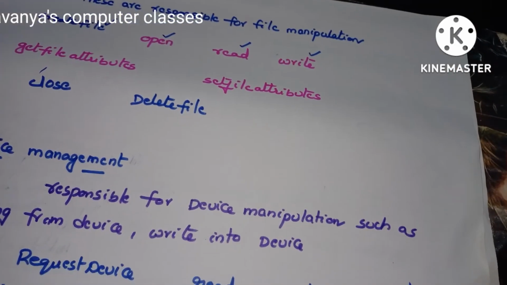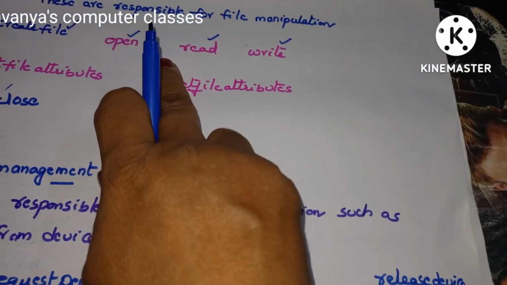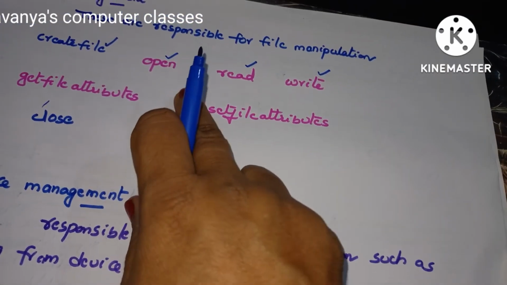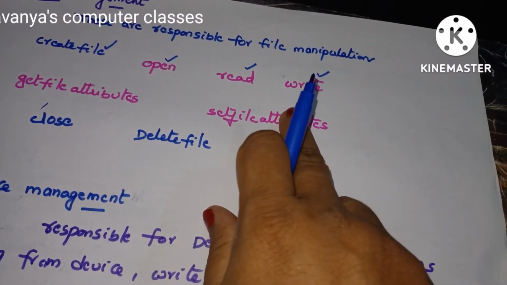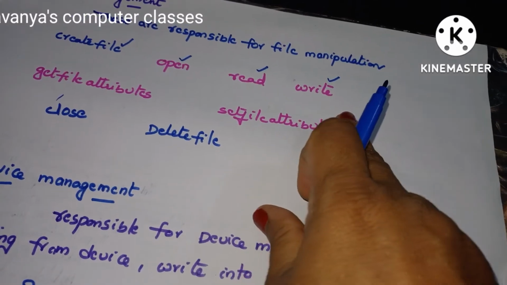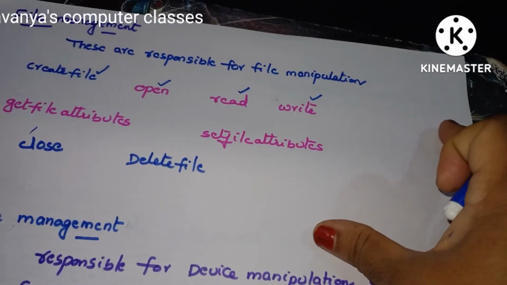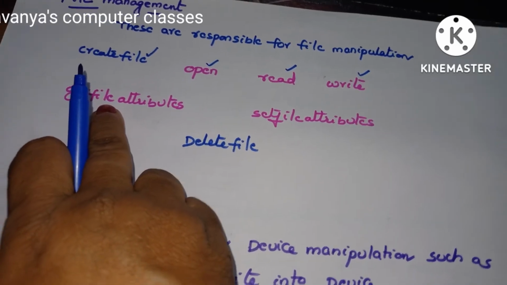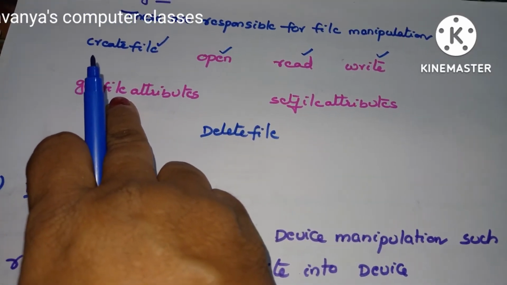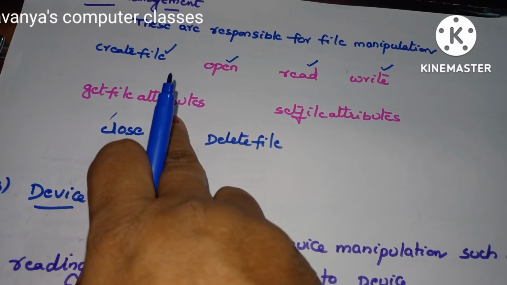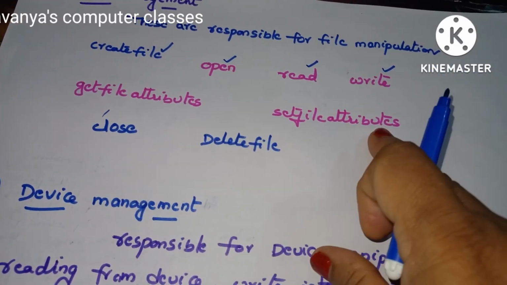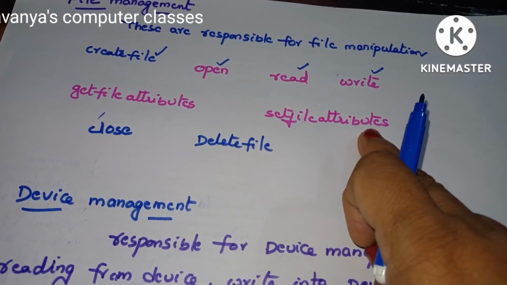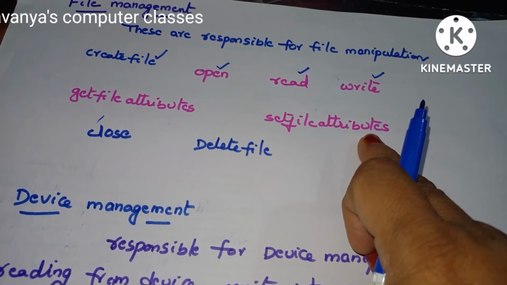Once the file is created, we have to open the file. For that we need the open system call. Once the file is open, it is used for either read or write purposes. For that we need read and write system calls. And if we want to use any attributes related to files, we need get file attributes. If we want to change those attributes, then we use set file attributes system calls.